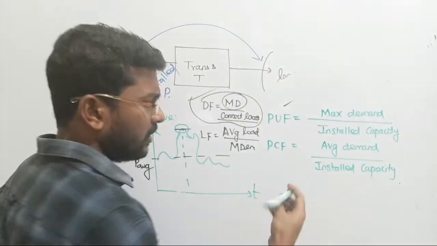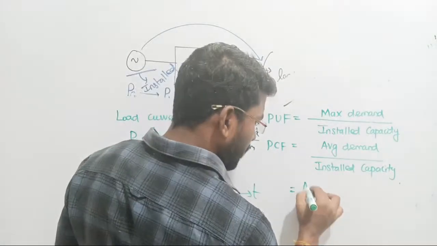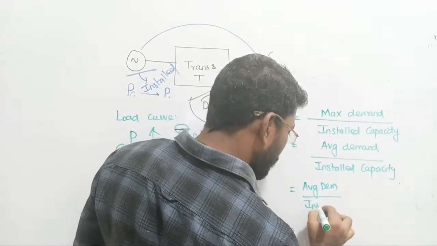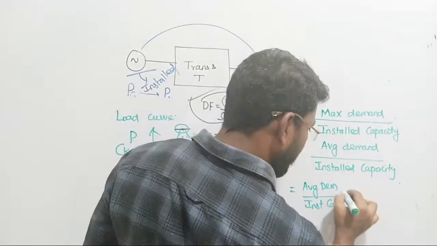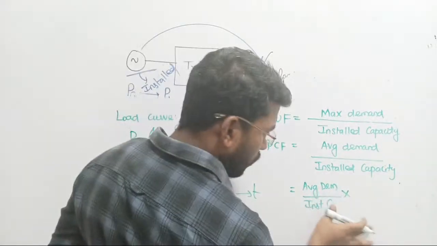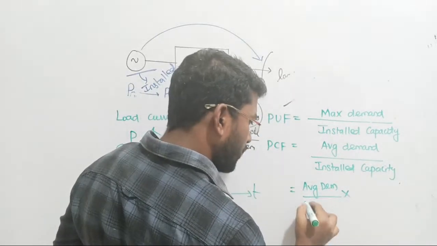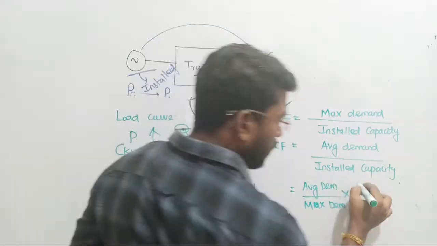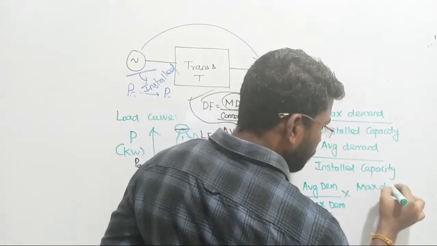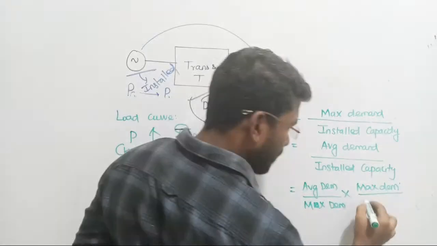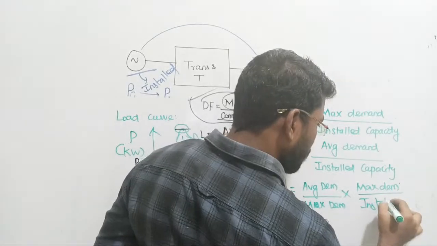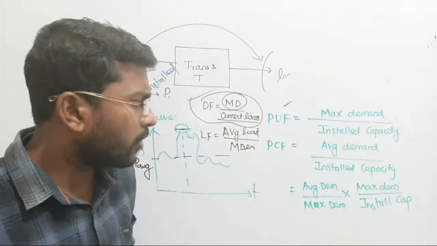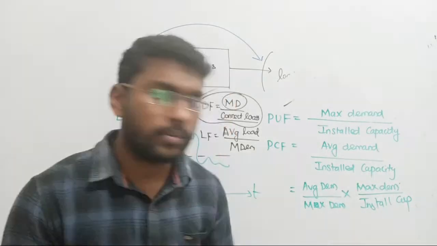So here let me write this expression further. Average demand divided by installed capacity. Now let me write it like this: average demand divided by maximum demand into maximum demand divided by installed capacity. Shall I write like this? Is there any mistake? I am just reducing the expression because the examination data might be given in a different way, right? So if it is given in a different manner, how will you proceed further, right?